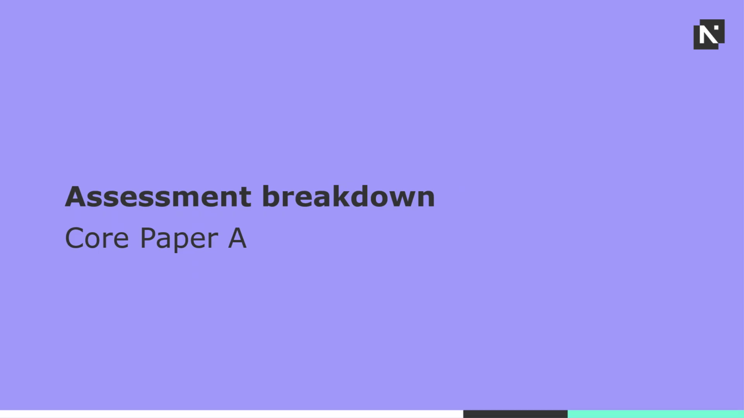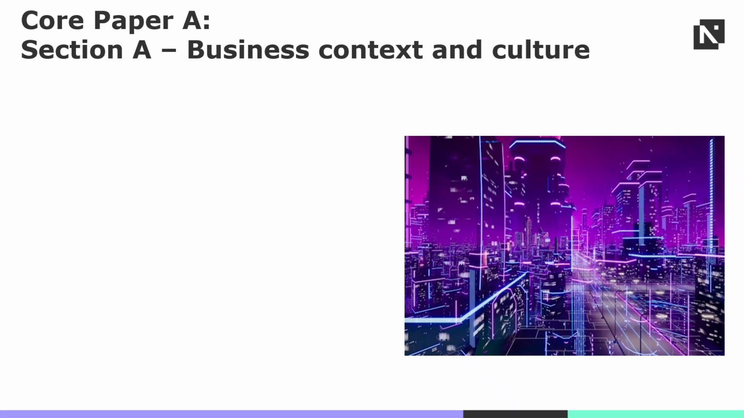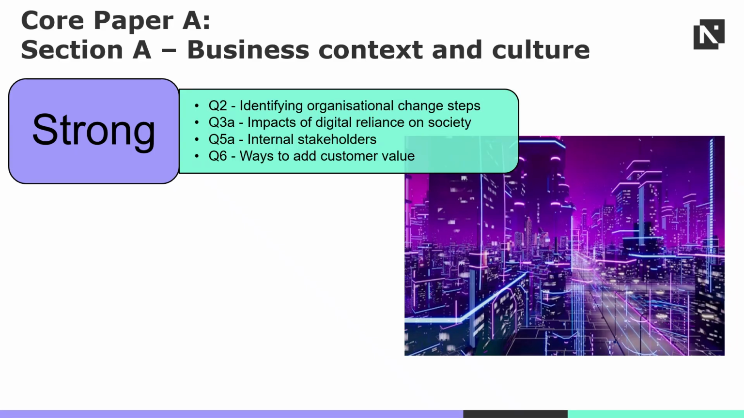So now we'll take a look more deeply into the strengths and areas for development arising from core paper A, breaking the themes down by question. So we'll start with section A, which is business context and culture. In terms of strengths here, multiple choice questions and straightforward identification tasks were generally answered well.